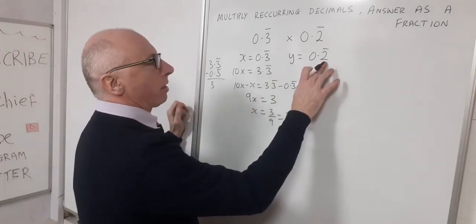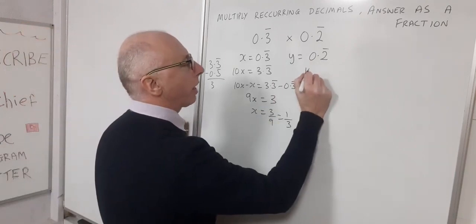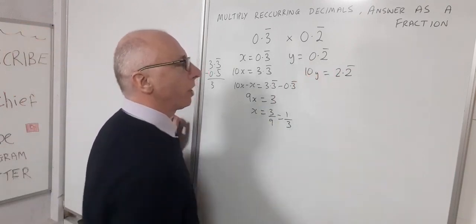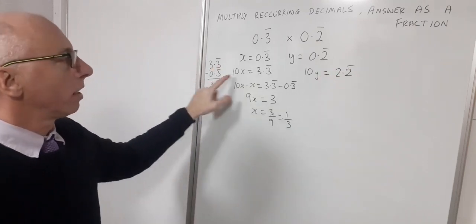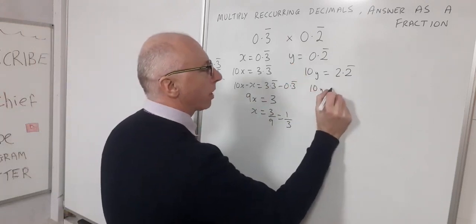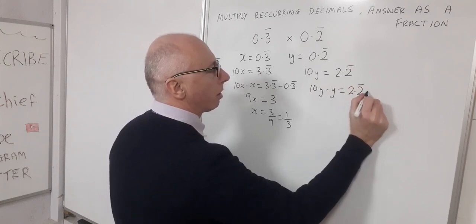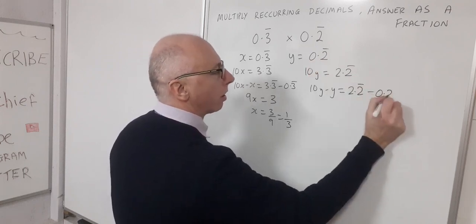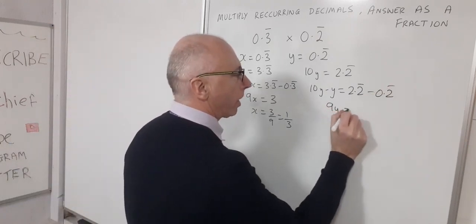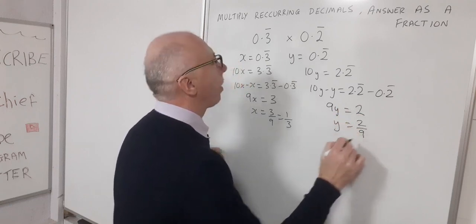Same principle for our y. So if we get this recurring decimal onto the other side, so get that digit there, we'll have 10y equals 2.2 recurring. And as we did here, we want this one minus this one. So that's 10y minus y equals this one minus this one. So that's just going to leave us with 9y equals 2. So y equals 2 over 9.